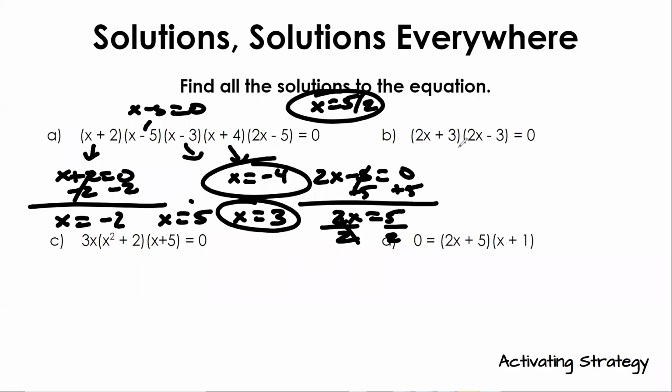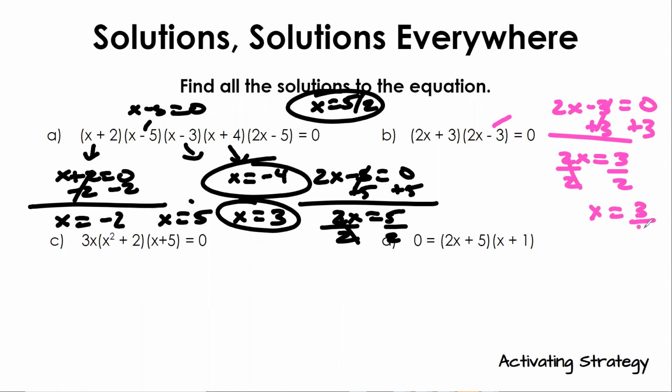Okay, so on this next one, you're going to take each one of these and set it equal to 0. So you'll have 2x minus 3 equal to 0. What's the first thing I'm going to do? Add 3 to both sides, and then divide by 2 on both sides. So that's going to give me x equals 3 halves. We're going to do the same thing with the 2x plus 3. We set it equal to 0, solve, and then divide by 2. So x is going to equal -3 halves.